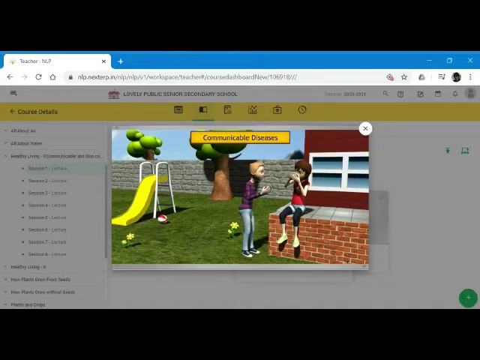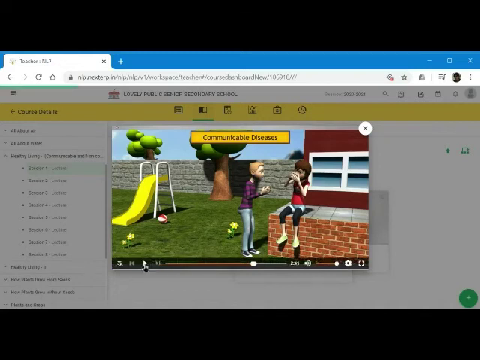Then communicable diseases are also spread through insects, like dengue. It spreads from the mosquito. The mosquito bites a sick person and sucks the blood, and the germs of the sick person get into the mosquito. If this mosquito bites another healthy person, the healthy person will get sick. So this is the way communicable diseases spread from one person to another.